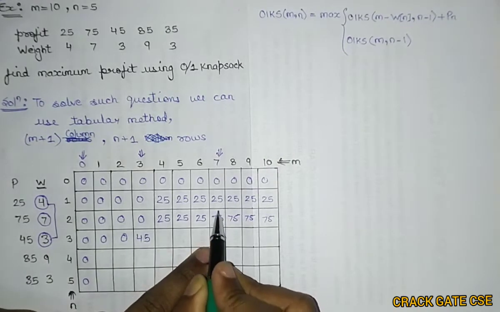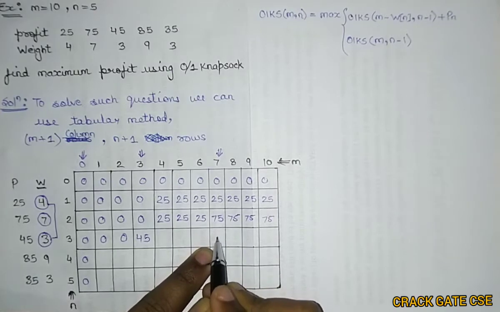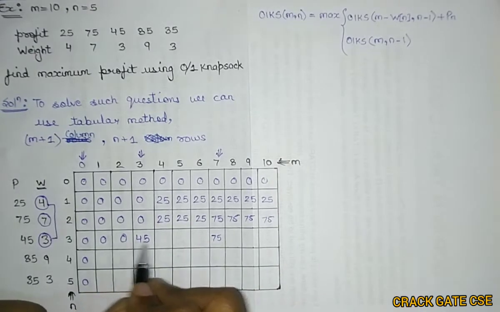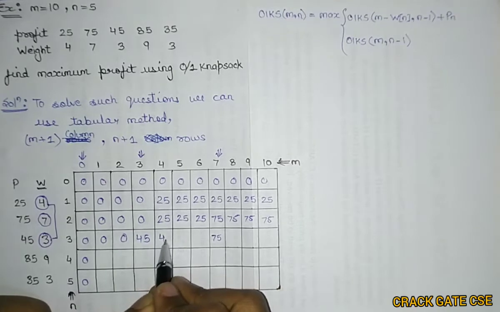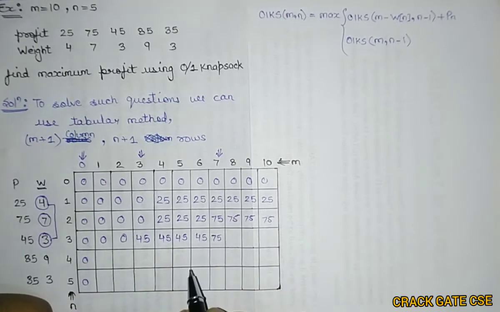But you can see that we already have more profit than 70. That's why we will not be updating 70. Here it will be 75 because 75 is greater than 70. Right? So similarly I will fill in these particular values. So 45 is greater, 45 here.